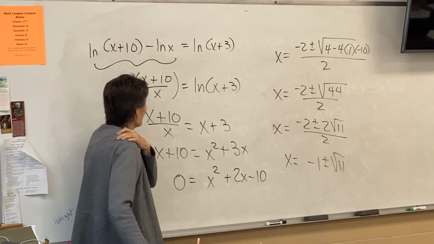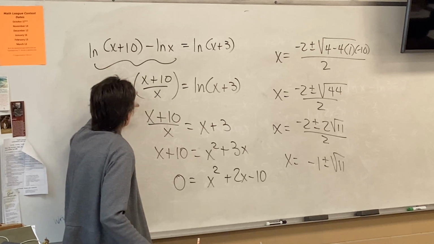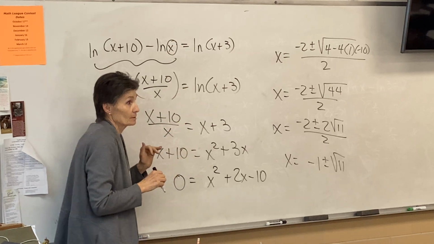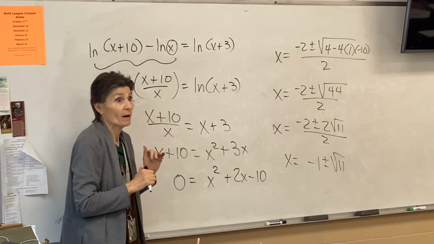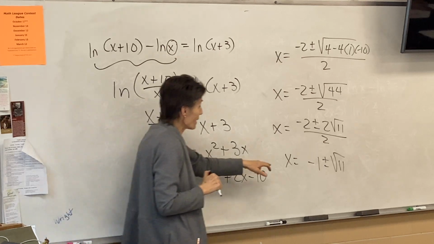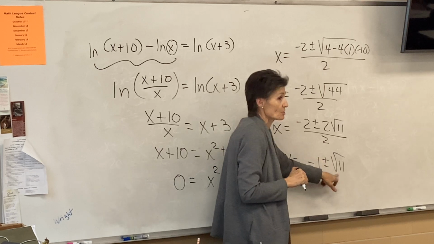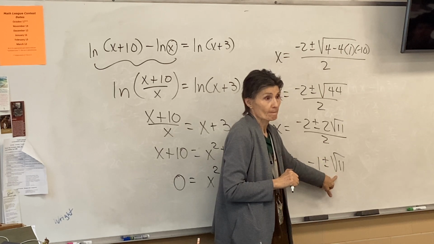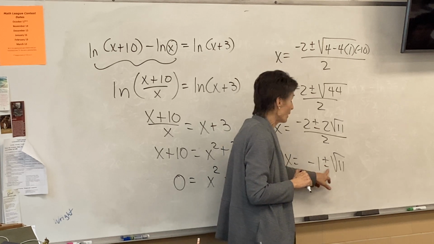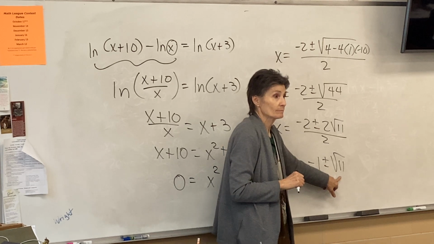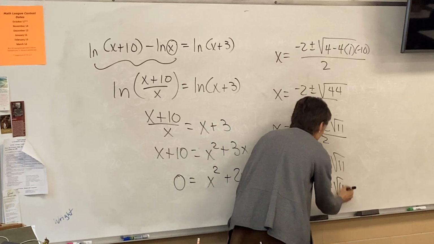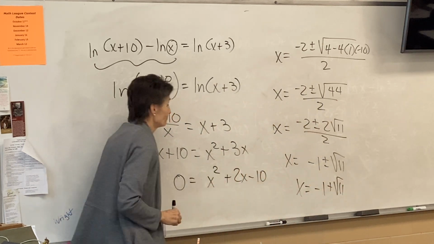Now I need to go back and look at my original problem. Right here I'm taking ln x, so that means I better be positive. So what about -1 plus the square root of 11? Is that positive? Yep. What about -1 minus the square root of 11? Nope. So our answer is -1 plus root 11.